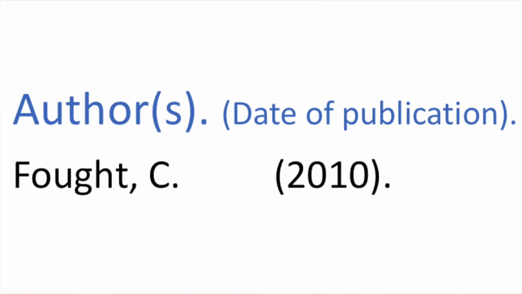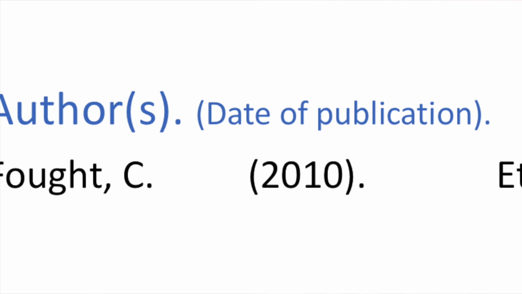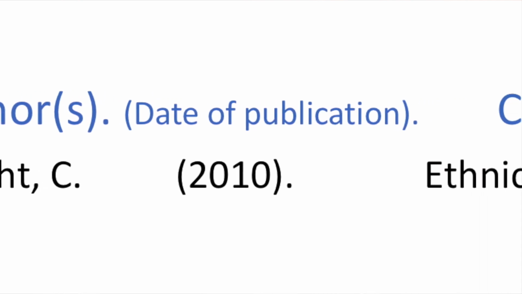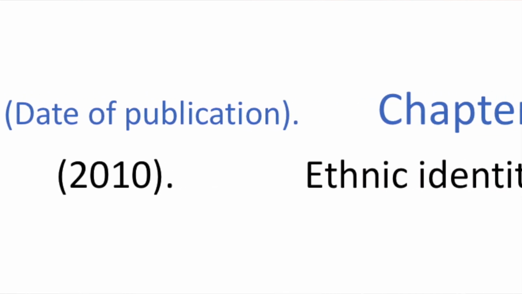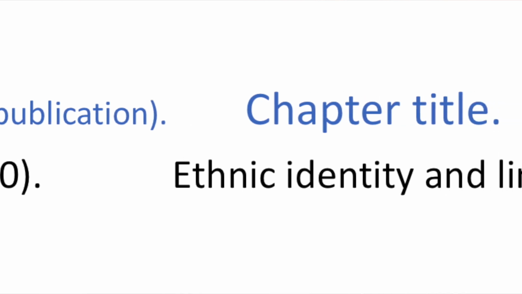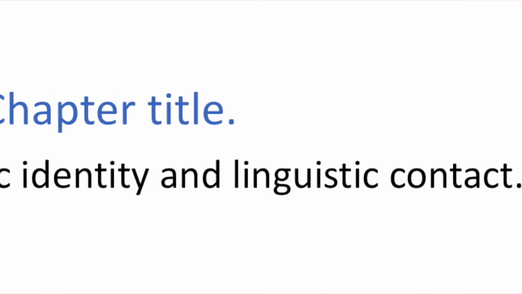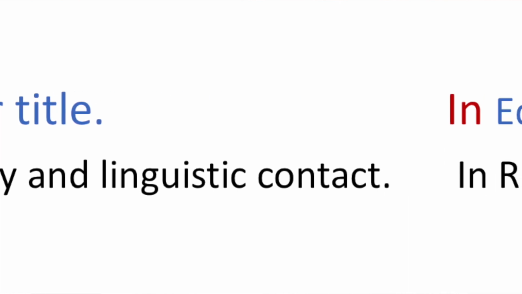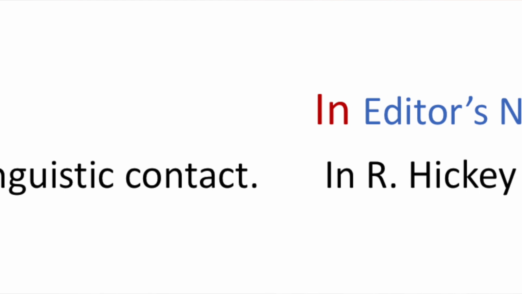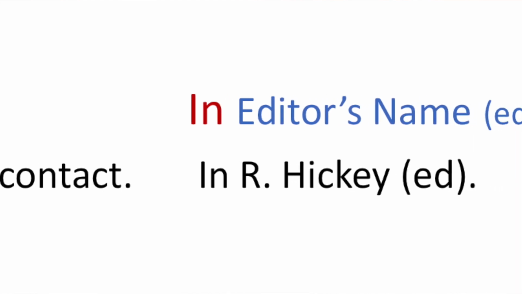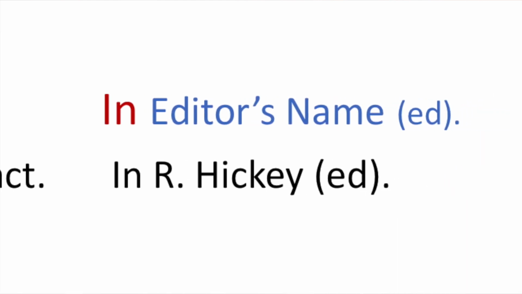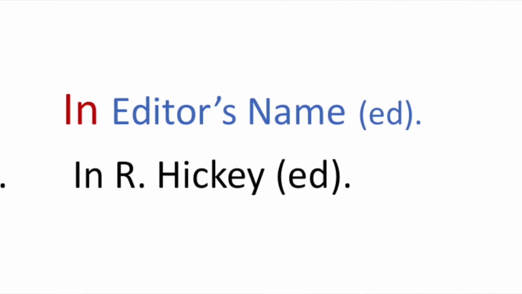For example, we have the work of Cameron Foote. So Foote is the surname, C, full stop, the date of publication. Then we have chapter title, Ethnic Identity and Linguistic Contact. You see it's not in italics, and also all the letters apart from the first one are not capital. Then we have this mysterious magic word in, Hickey, R. And then we have the title of the book where this particular chapter was published.